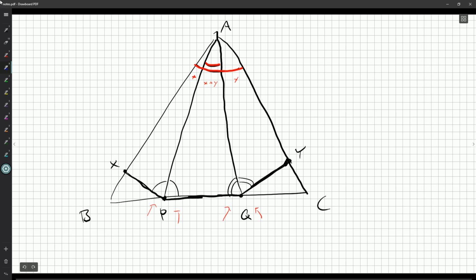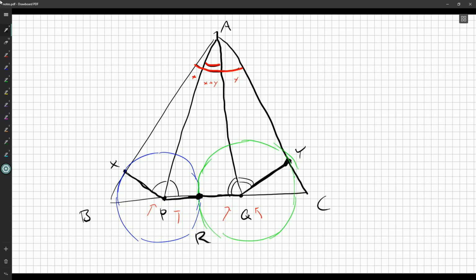Oh, we could try and draw some circles here. So a circle centered at P and maybe a circle centered at Q. And these ones should be sort of just tangent to each other right here. I should be able to find some point, maybe call it R, so that PR is PX and RQ is QY. So that's something I'd like to do. What else can we do here?